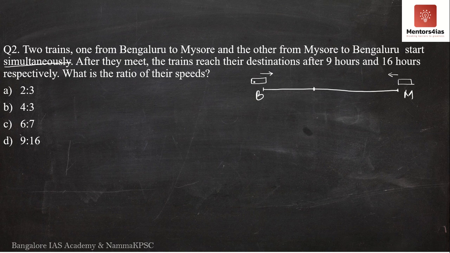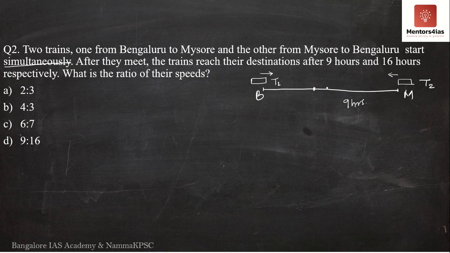So we have train 1 over here, and we have train 2 over here. Train 1 and train 2 start moving towards each other at the same time. Both the trains meet here. Now after they meet over here, they will cross each other, and after they meet, the first train will take 9 hours.